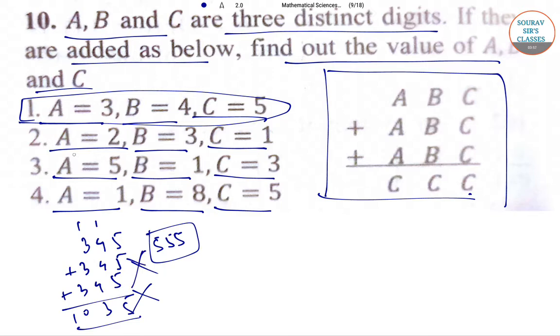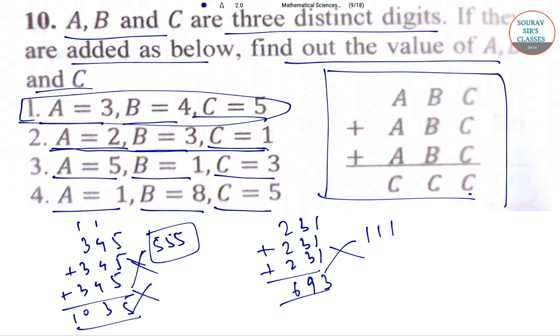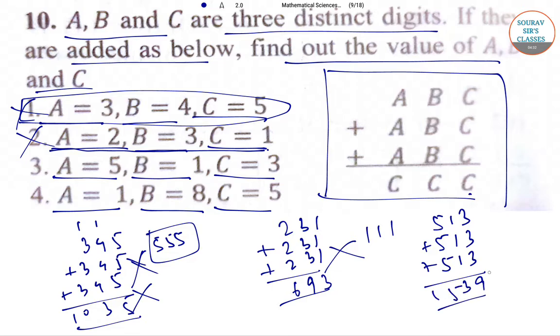So this is incorrect. Now for option 2, I have 231 plus 231 plus 231, and this should be equal to 111, which is not possible since this is equal to 693. Again option 2 is incorrect. Now option 3, we have 513 plus 513 plus 513. So this gives us 9, 3 and 15, which is not equal to 333. Therefore 3 is again incorrect.